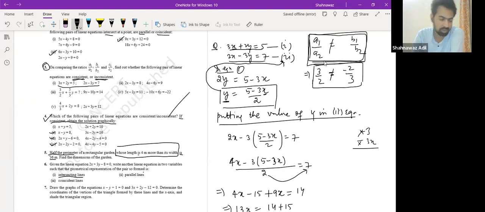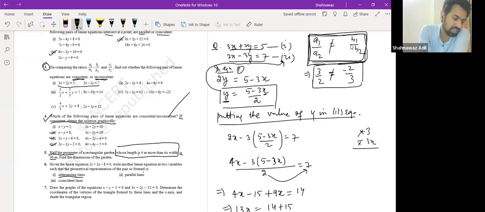Because if we don't know whether the solution exists or not, and then we try to calculate, that would be difficult, right? If it comes out that the solution doesn't exist, and you are trying to find the solution... So first you check whether the solution exists or not. We have checked that the solution exists, because a1 by a2 is not equal to b1 by b2.